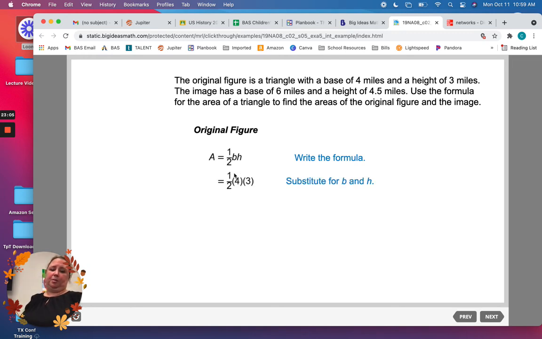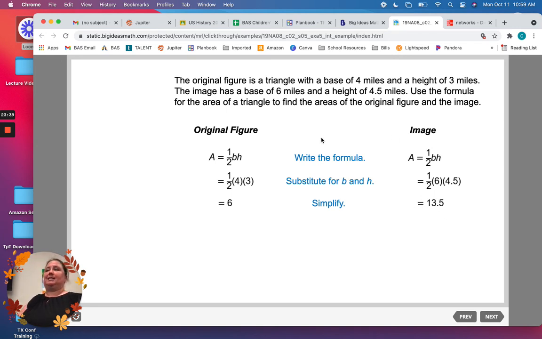Okay, so let's plug in. Our smaller triangle was 4 by 3, right? And so you do 1/2 of 4 times 3, which gave you 6. So the area of the red triangle, the original size of the refuge, was 6 miles squared. The second one was 6 by 4.5, right? So 1/2 of 6 times 4.5 gives you 13.5. So this is the size of the new refuge.